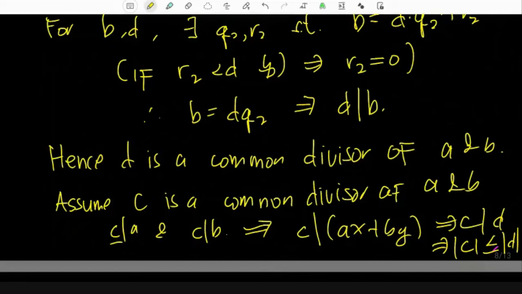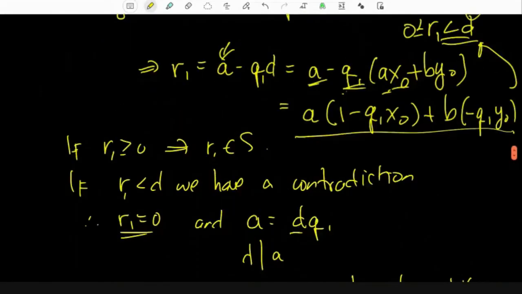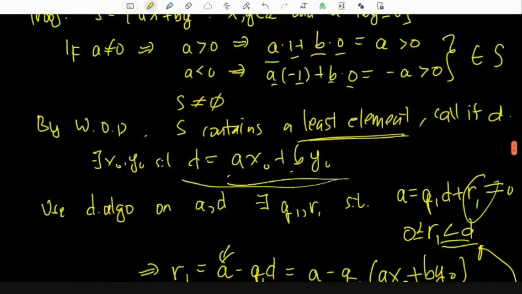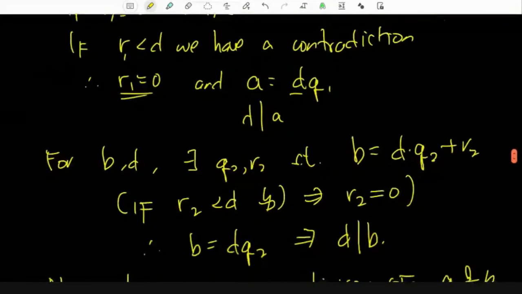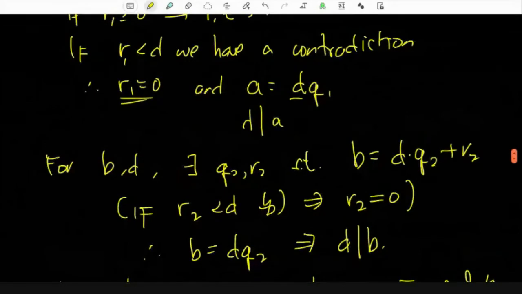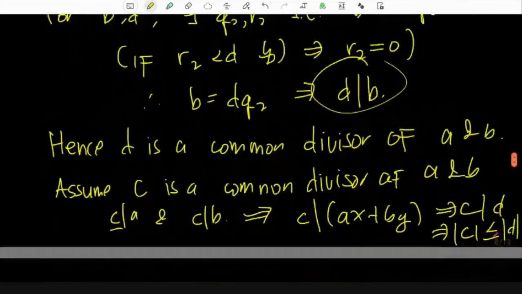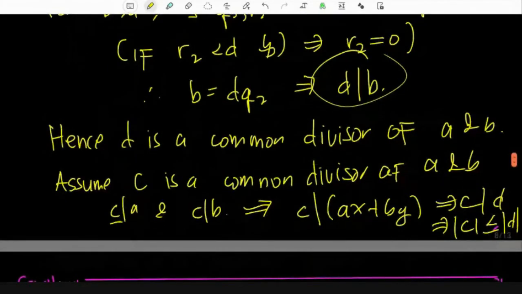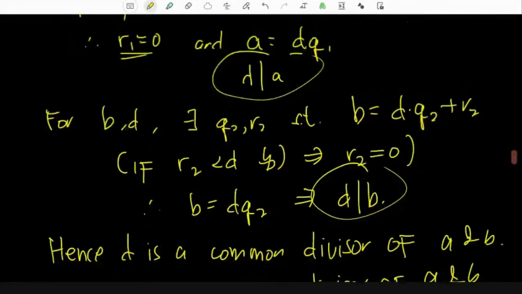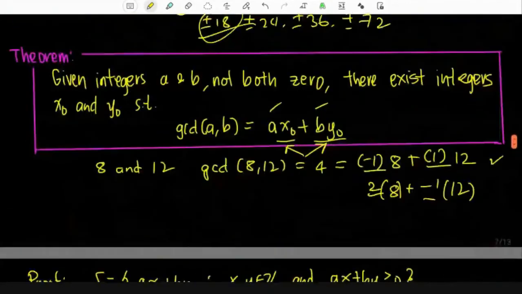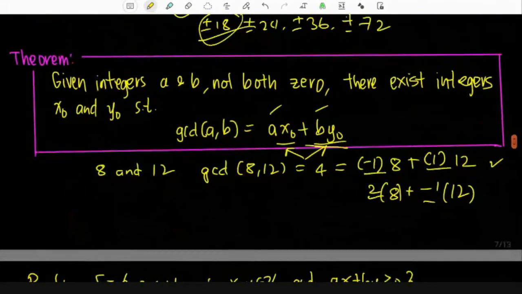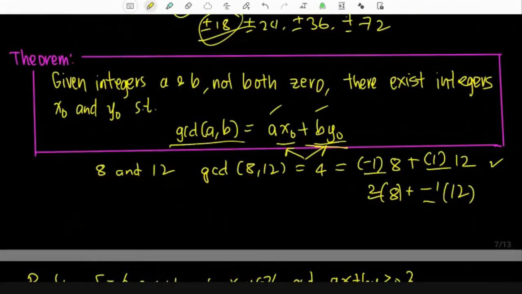So, napakita natin na first, unang-una pala, hinanap natin yung D. We were able to show that there exists a D satisfying this. And then we show that D is a common divisor. So, D divides A and D divides B. So, D is a common divisor. And then we were able to show na if there's another common divisor, then that's smaller than D. They were able to prove the theorem that indeed, this particular number here is the GCD of A and B.